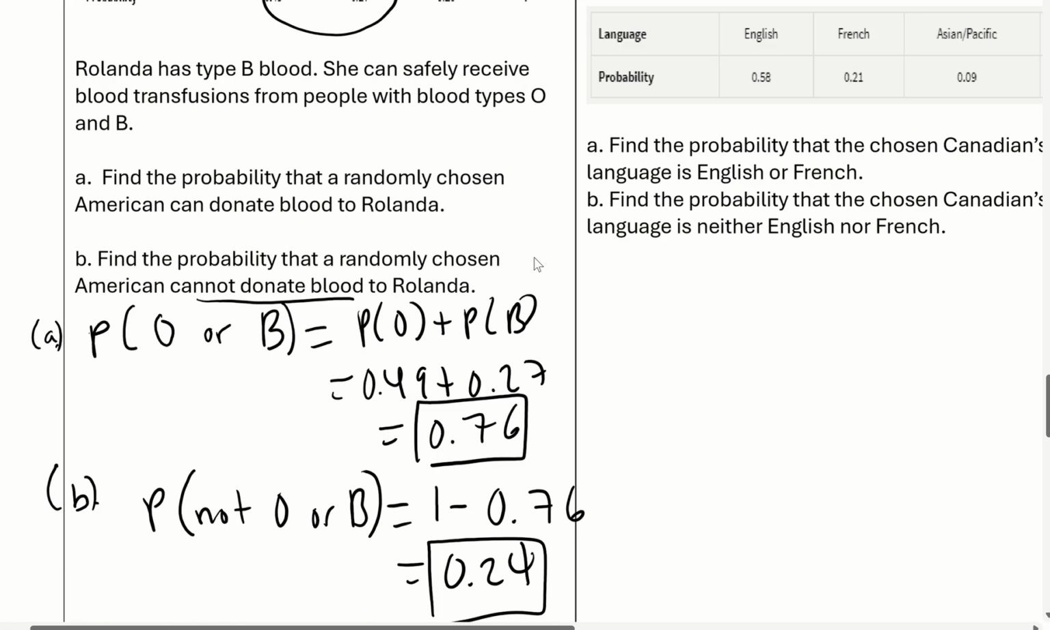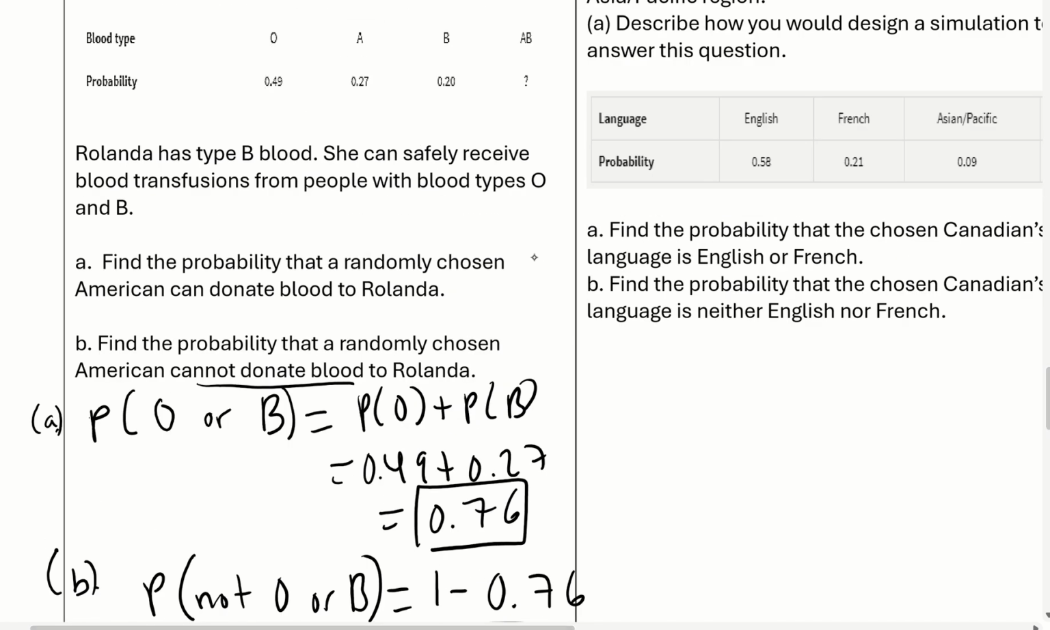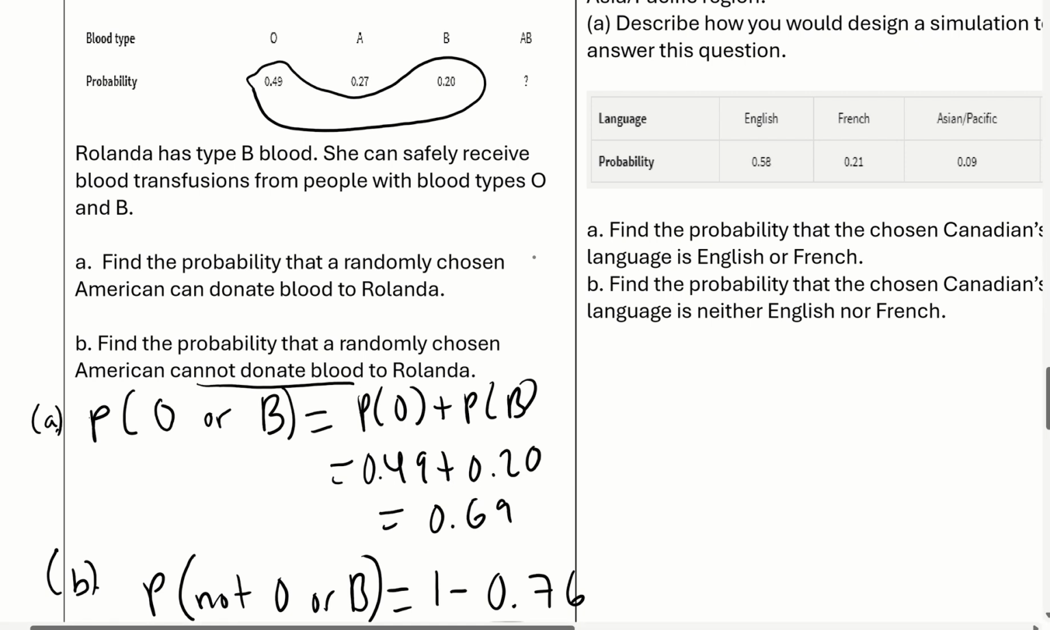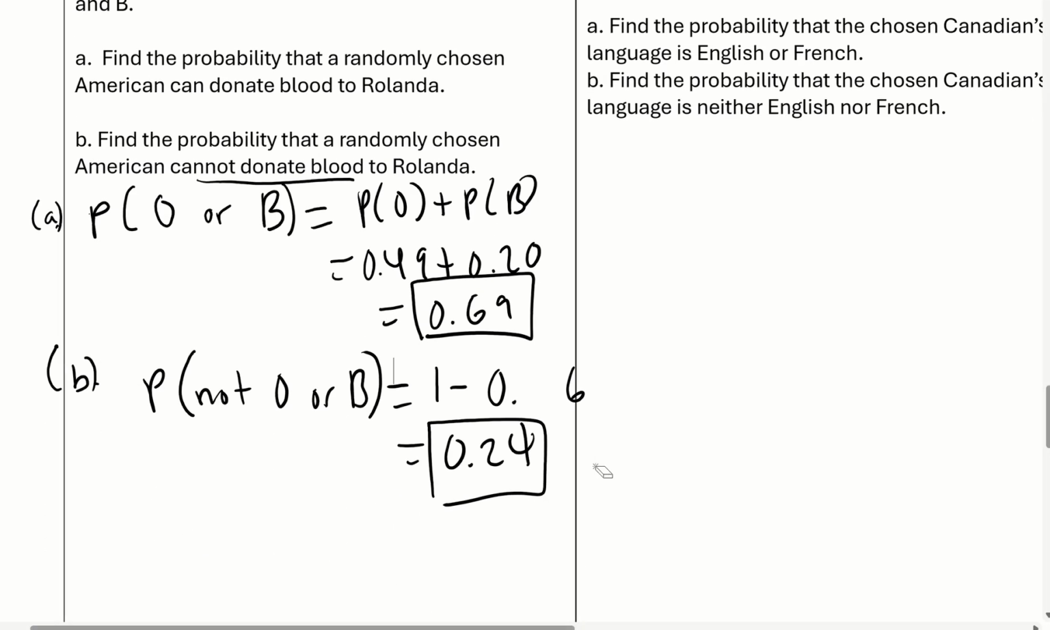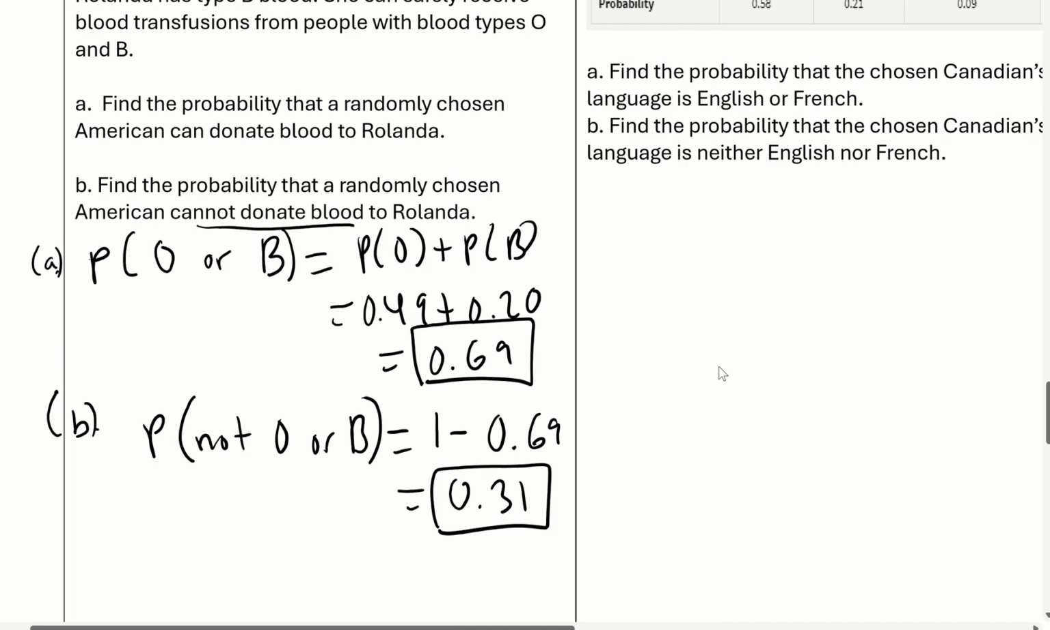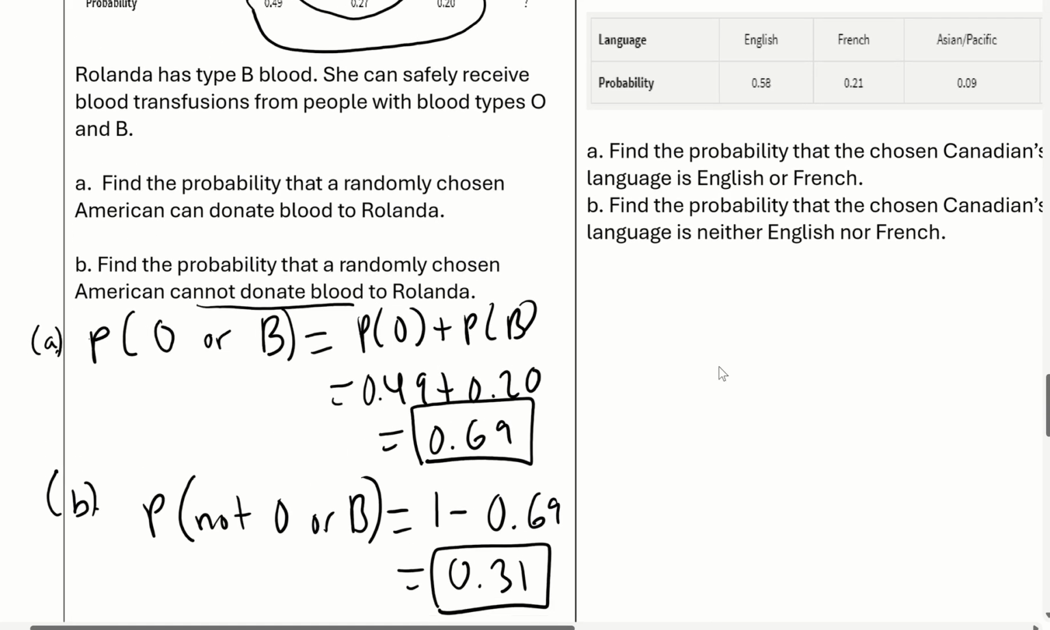Oh, I added the wrong ones here. Sorry about that, guys. So here they want O blood or B. So I added the wrong ones. My bad. So 0.49 plus 0.20. I just realized that number was a bit off. So it's 0.69. Okay. And then you can just do 1 minus 0.69. And that will give you 0.31. All right. Okay, and that's it for that one.